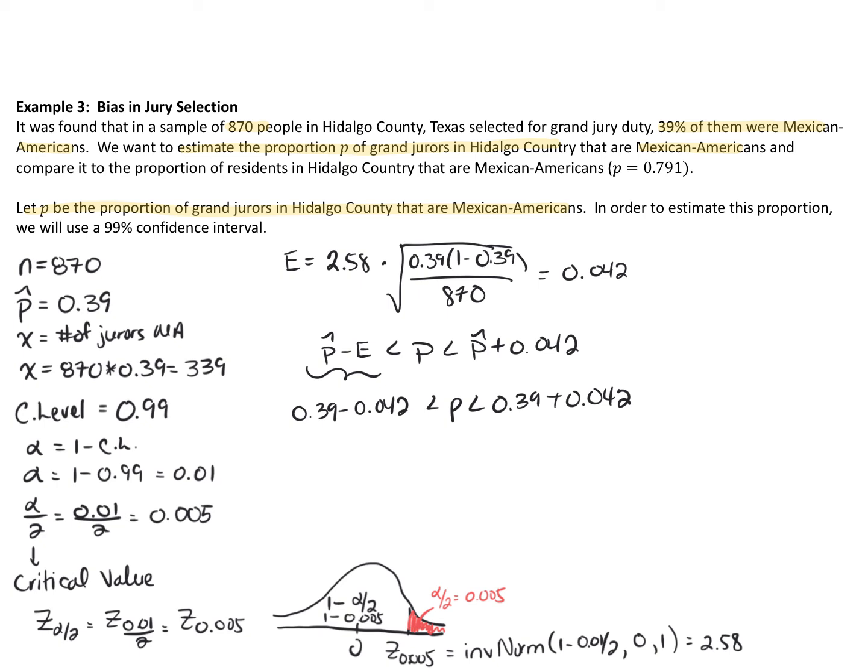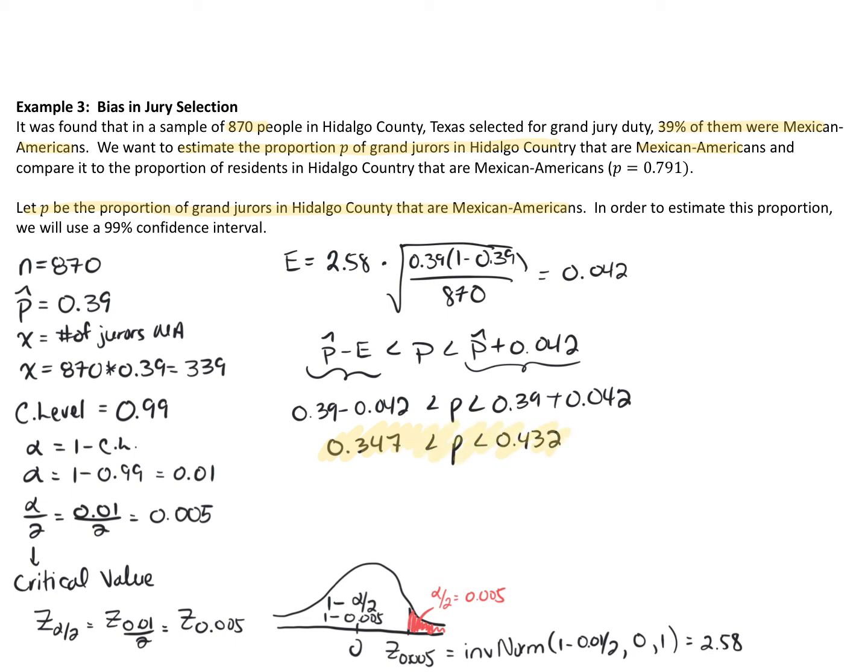So our lower confidence limit is 0.347, and our upper confidence limit is 0.432. Let's interpret this solution, this confidence interval.